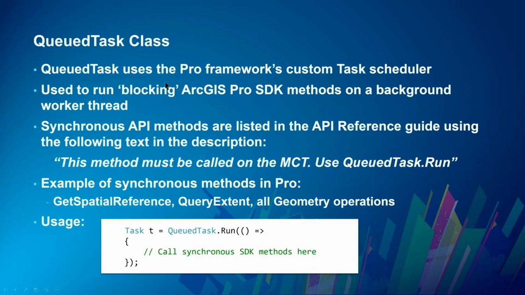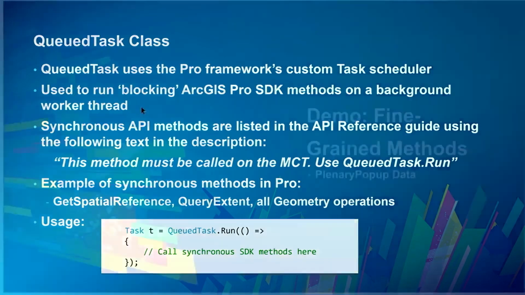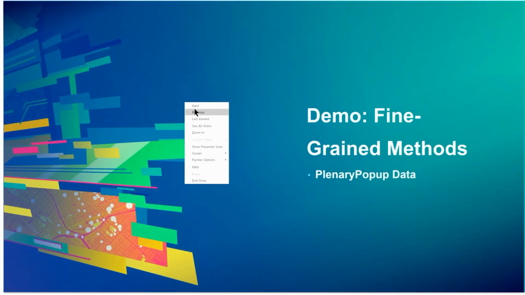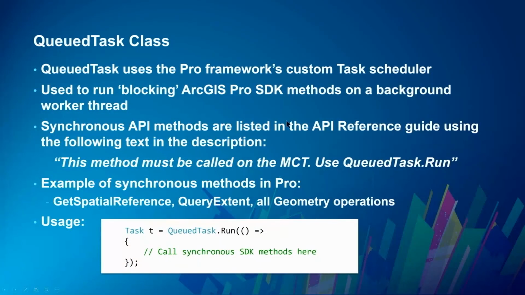So QueuedTask uses the Pro Framework's custom task scheduler. It's used to run blocking ArcGIS Pro methods, and they run on a background worker thread. Synchronous API methods are listed in the reference guide using the following text: use QueuedTask.run. So you have to look out for that. Whenever you see this in the API reference guide or IntelliSense, that means it's blocking.